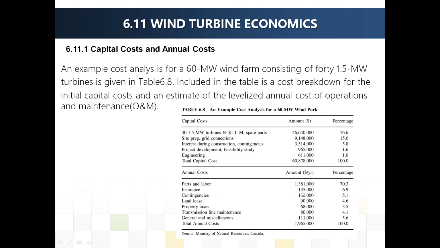Insurance is 135,000. Contingency is 100,000. Land lease is 90,000. Property tax is 68,000. Transmission line maintenance is 80,000. General and miscellaneous is 111,000. And the total annual cost is about $1.965 million.